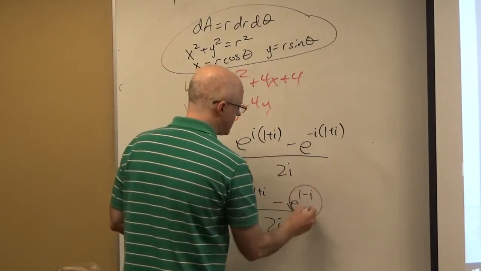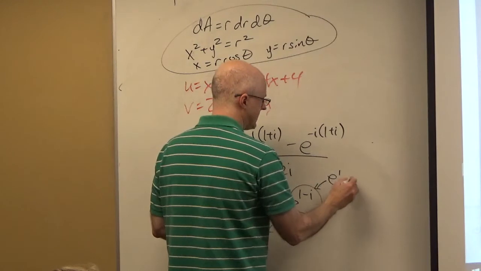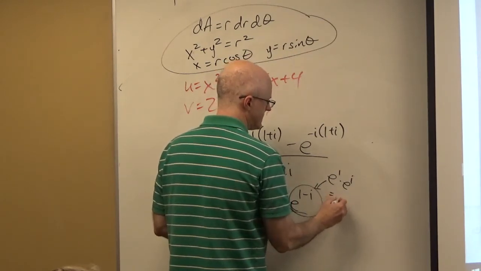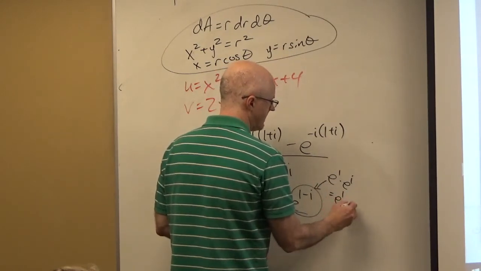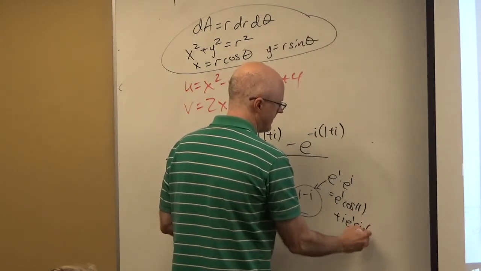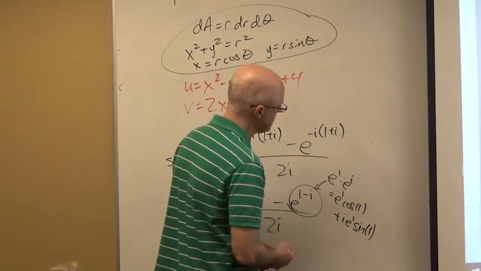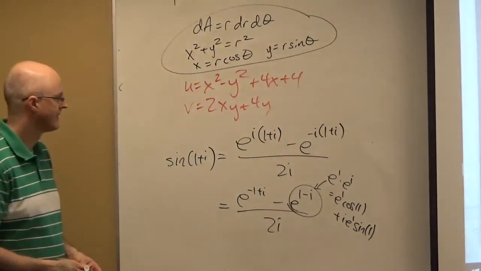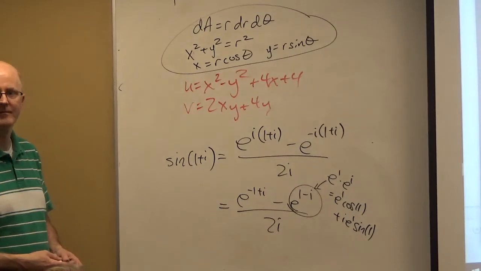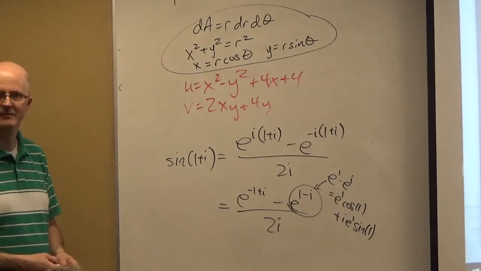And for example, e to the positive 1 minus i is the same as e to the first times e to the i, which would be the same as e to the first times cosine of 1 plus i times e to the first times sine of 1. I'm writing e to the first, but of course that equals e, so you could just write an e. Do that for this kind of thing too. Simplify.